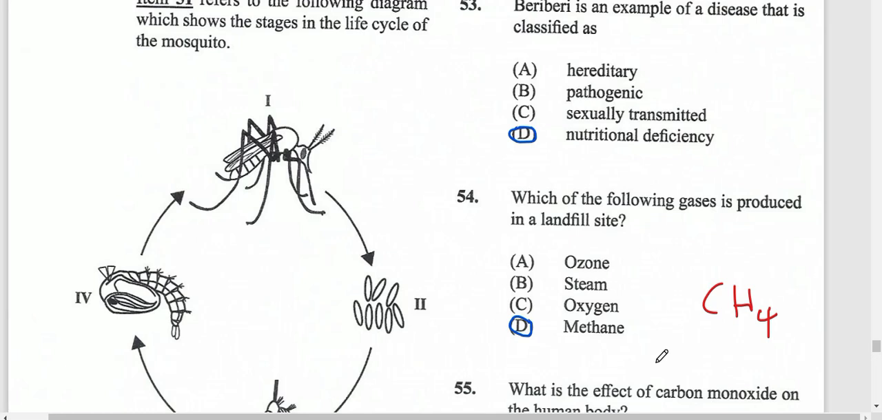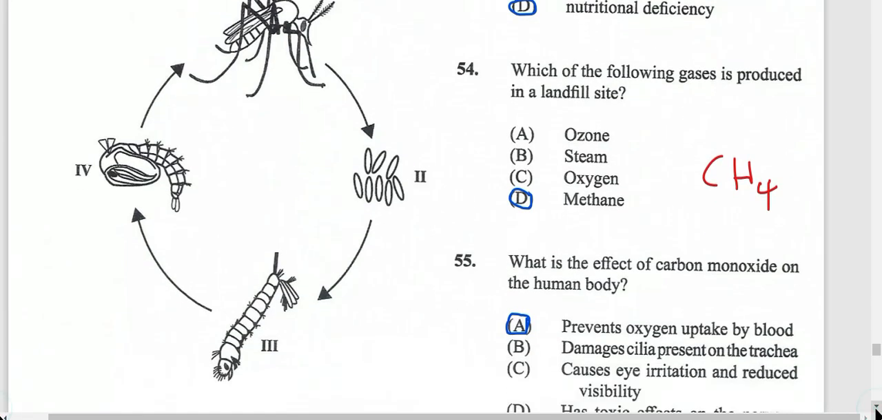Compaction and all of that continue to take place, and it is managed so as to prevent that buildup of methane from causing a fire on the landfill. So our answer at 54 is going to be D. And we're going to be moving on down to 55.